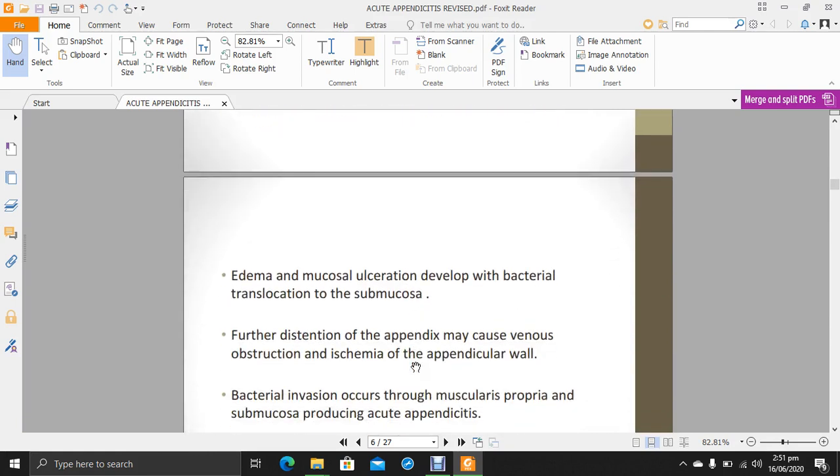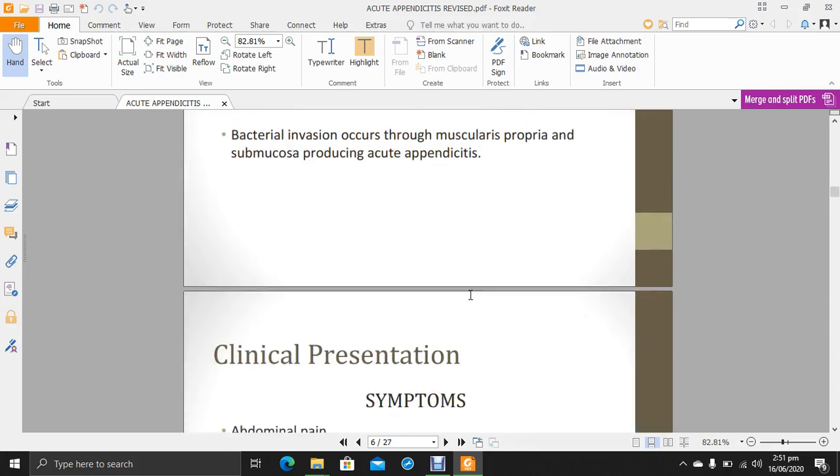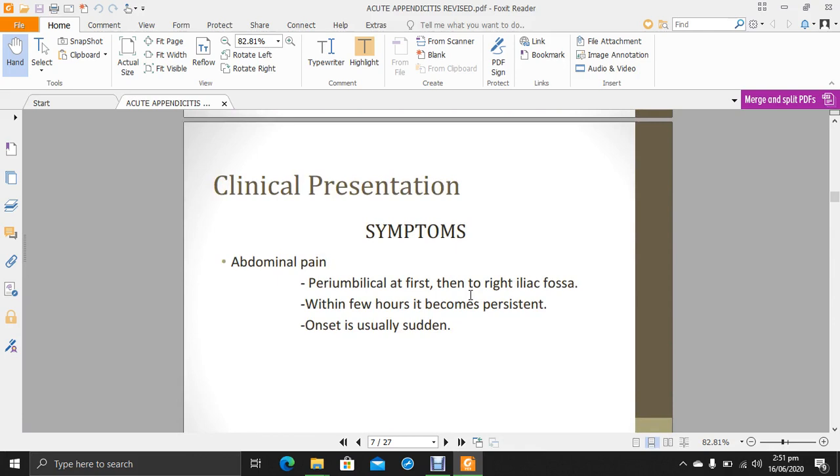Then edema and mucosal ulceration develop with bacterial translocation to the submucosa. Further distension of the appendix may cause venous obstruction and ischemia of the appendicular wall. So bacterial invasion occurs through the muscularis propria and submucosa, producing acute appendicitis. So this is a little bit about the pathophysiology of acute appendicitis.